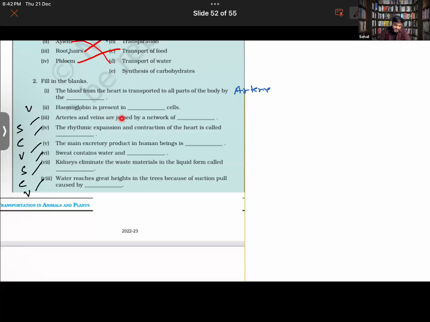Sundus, arteries and veins are joined by a network of capillaries. Very good. Chakrika, the rhythmic expansion and contraction of the heart is called?